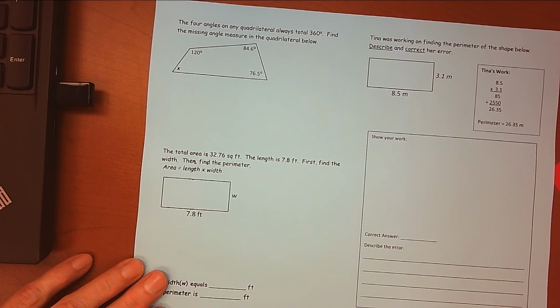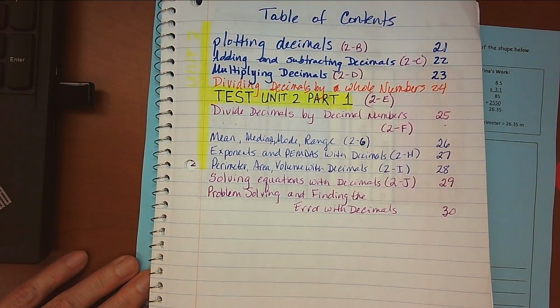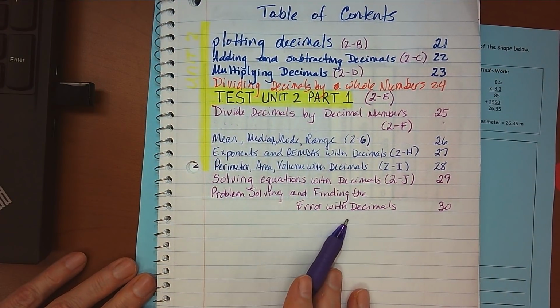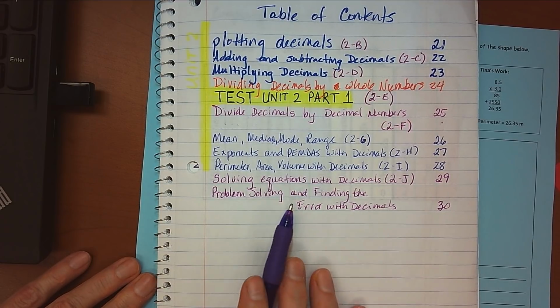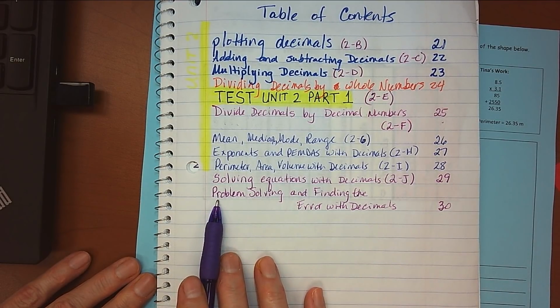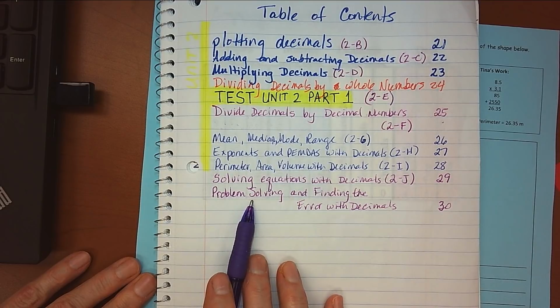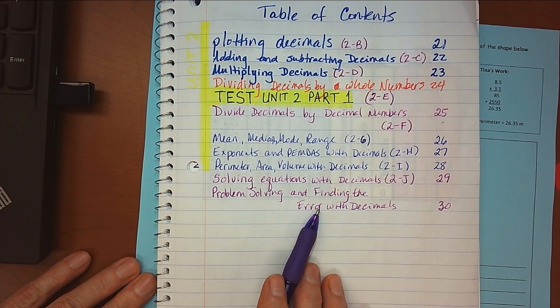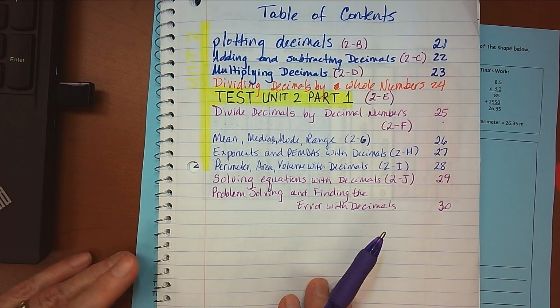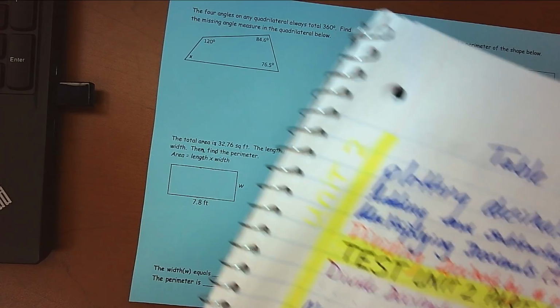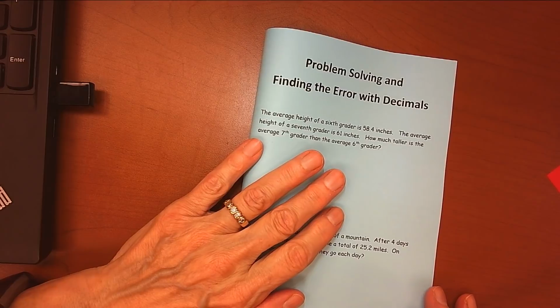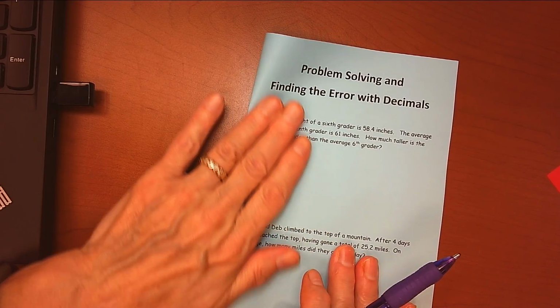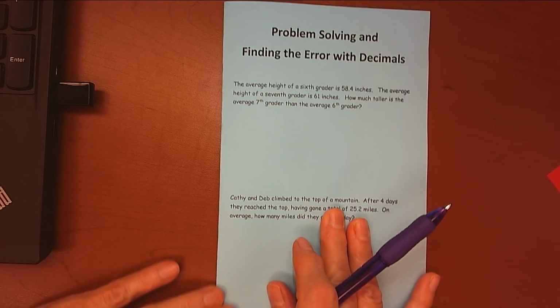Hi guys, here we are for our lesson on problem solving and finding the error with decimals, which for me is going to be page 30. So our target today is that you can solve problems using decimals and that you can find the error in a decimal problem. So here's our notes. You should have gotten these in class. If you didn't, you can print them. And I'm going to go ahead and fold this and we'll get started right on the front here.